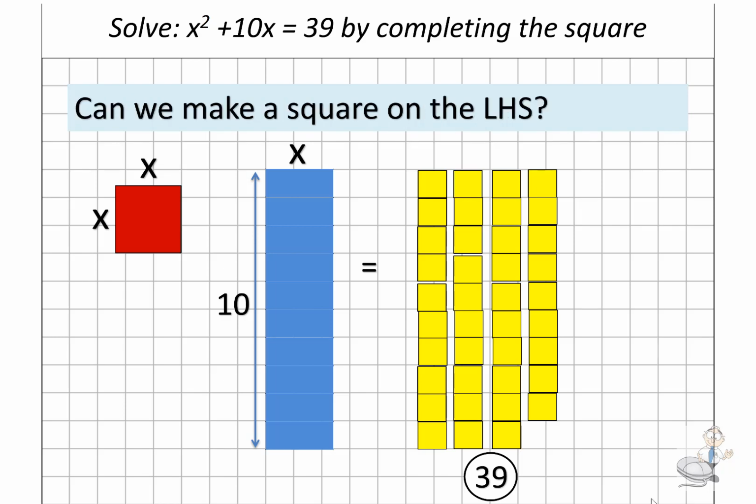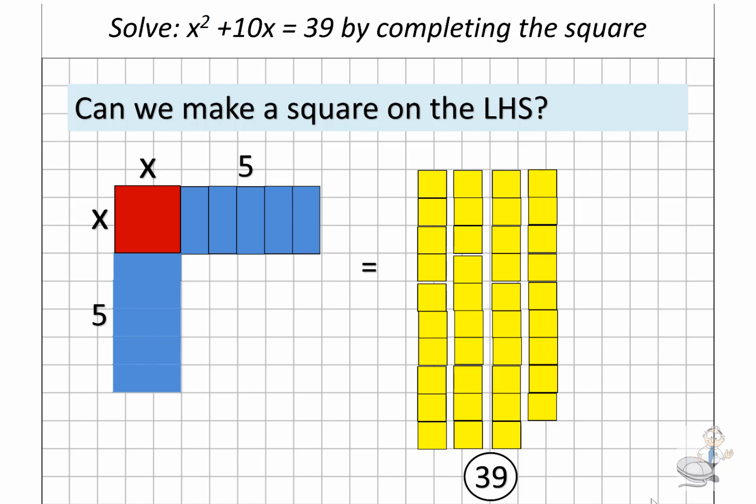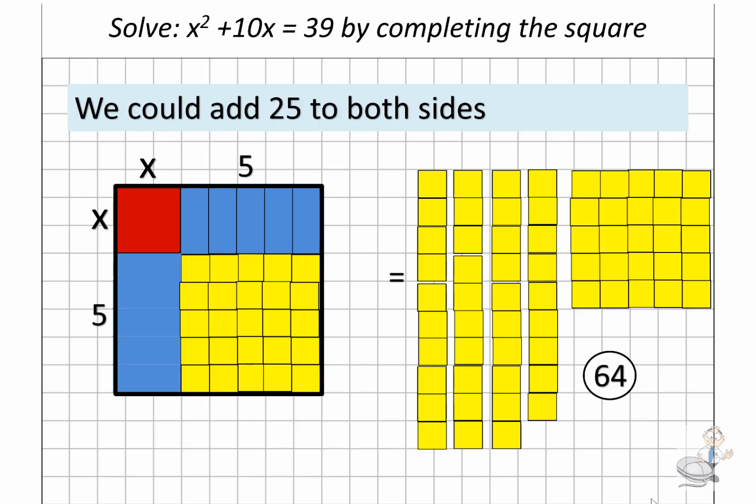How could we make a square on the left hand side? Well, if we split the 10x into two groups of 5x, we begin to form sides of our square, but it's not yet complete. To do that, we would need to add 25 more units. So we do the same to both sides.